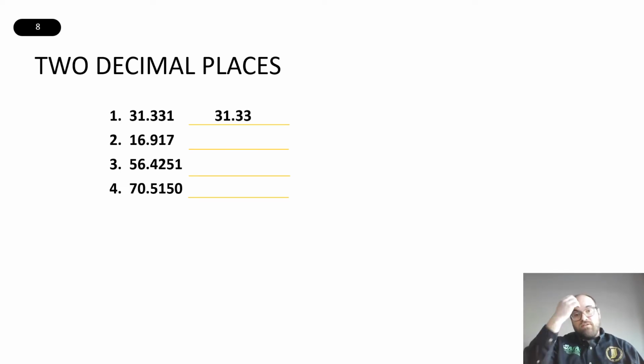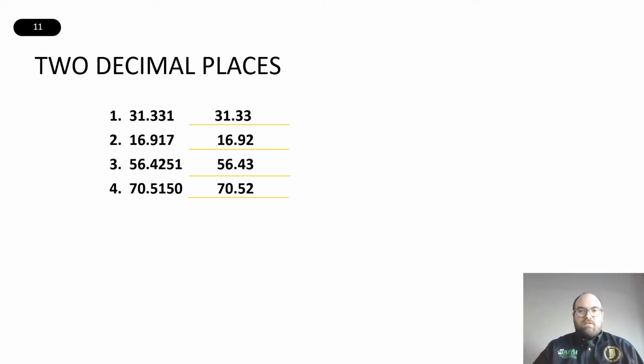Two decimal places is very similar. Again, we look at whether the last digit is less than 5 or 5 or greater. In this case, 31.331, the 1 is less than 5, so the second to the last digit stays the same at 31.33. This next one, 16.917, that final digit is 5 or greater, so it becomes 16.92. The 1 becomes a 2, and so on.